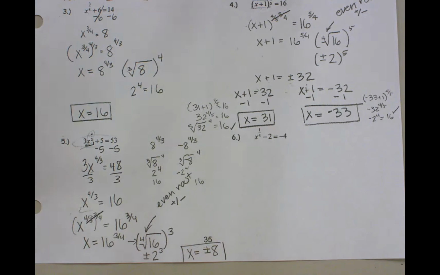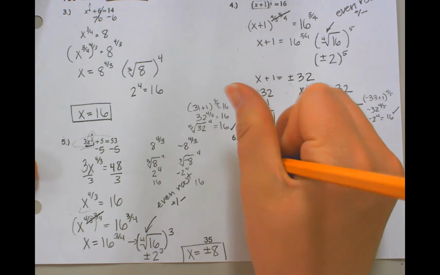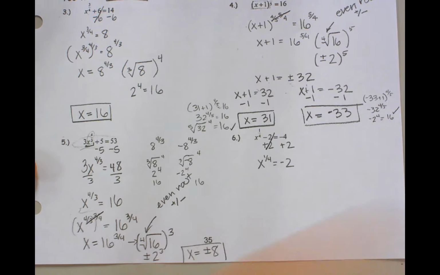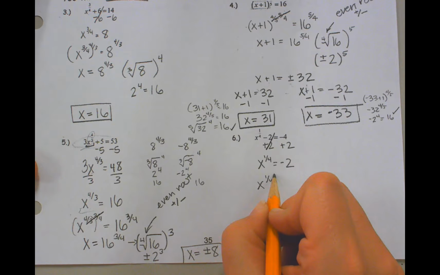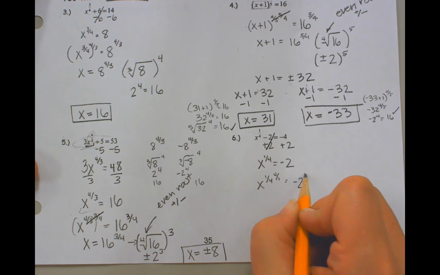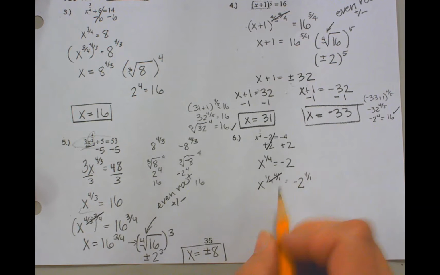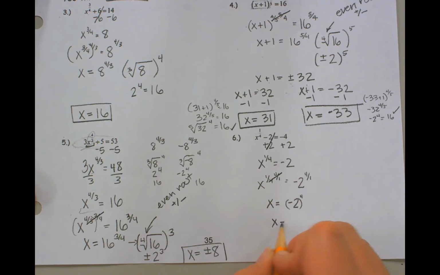All right, for my next one, I'm going to add 2 to both sides. So then I have x to the 1/4 equals negative 2. So then to get the x by itself, I'm going to multiply by the reciprocal. So I'm multiplying by 4/1, which is really just raising it to the 4th power. So then negative 2 to the 4th power would give me positive 16.